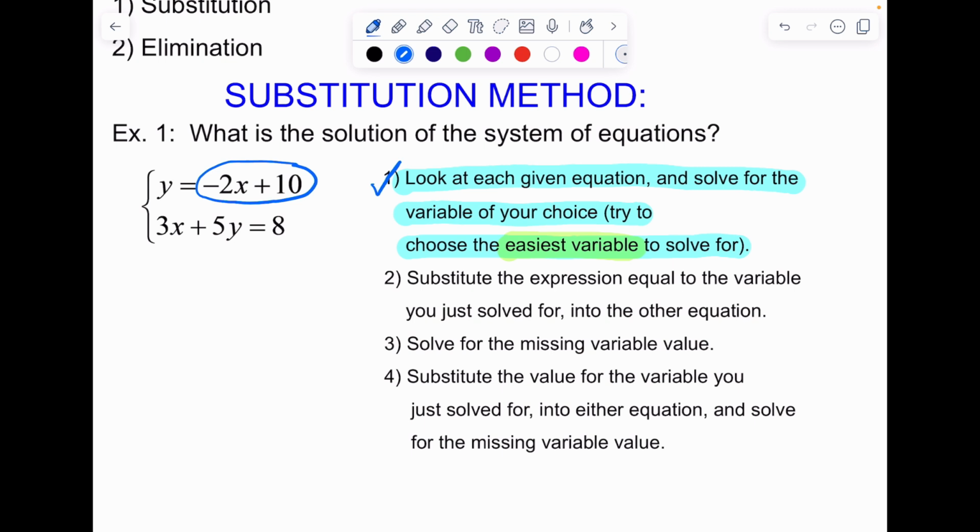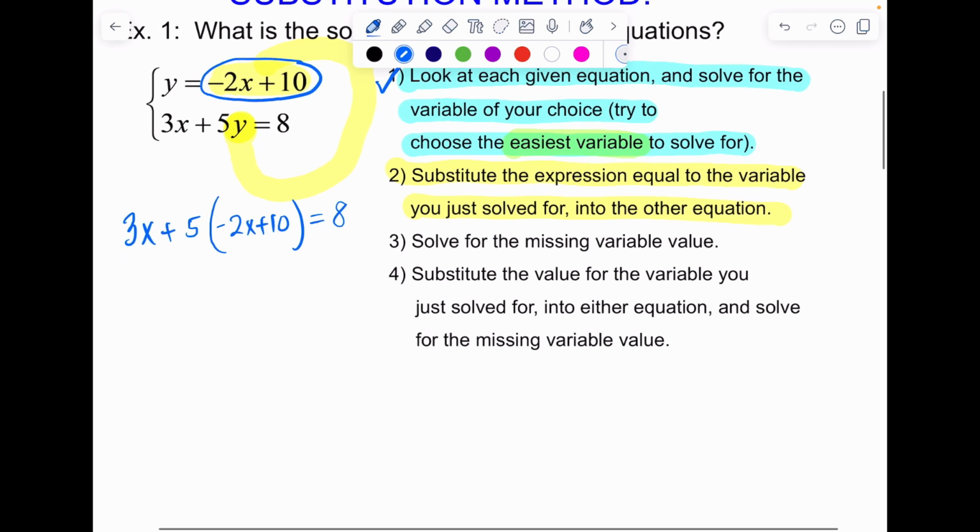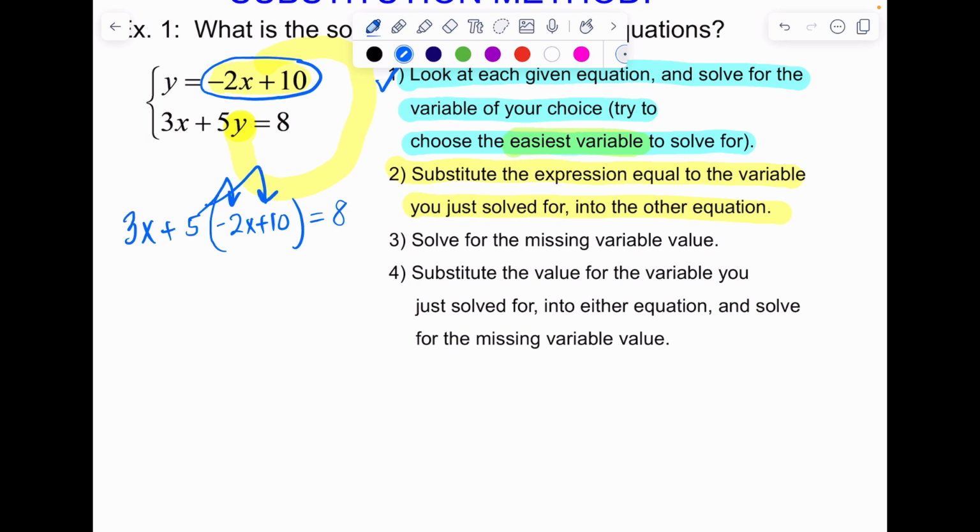Next, substitute the expression equal to the variable you just solved for into the other equation. So we're literally going to go ahead and take this negative 2x plus 10, which is the y value, and substitute it into the y of the other equation, which is going to look like this: 3x plus 5 times the y of negative 2x plus 10 equals 8. Always remember to distribute when you're solving.